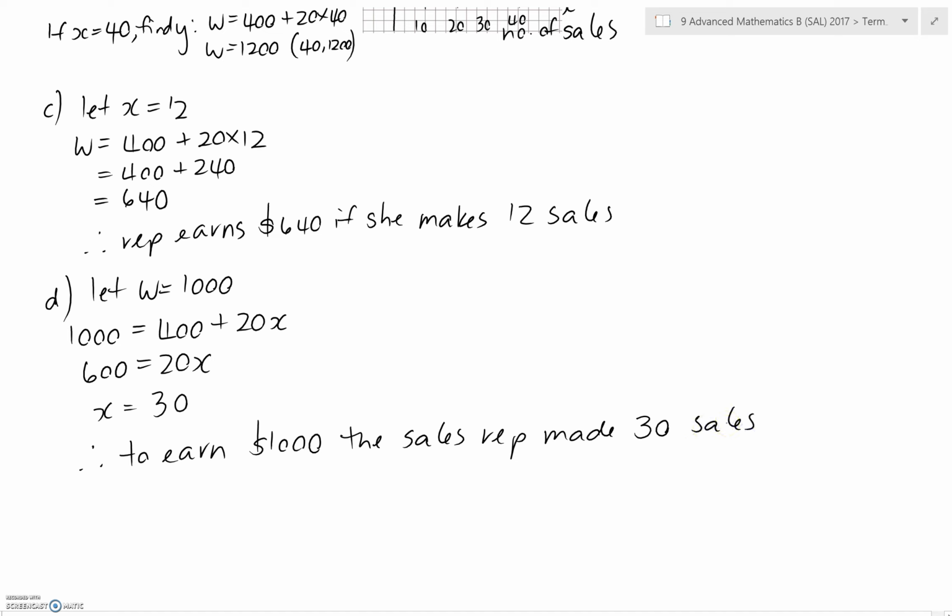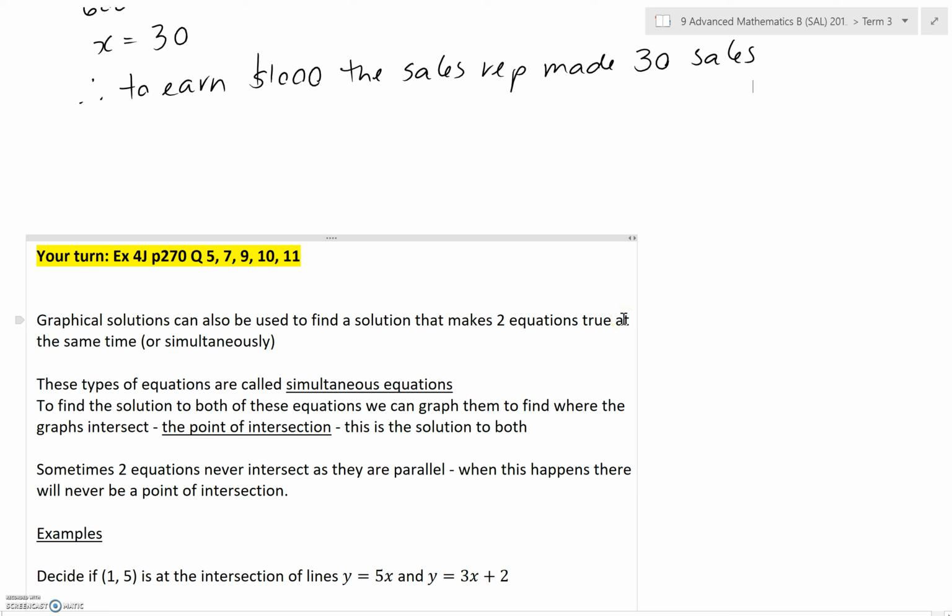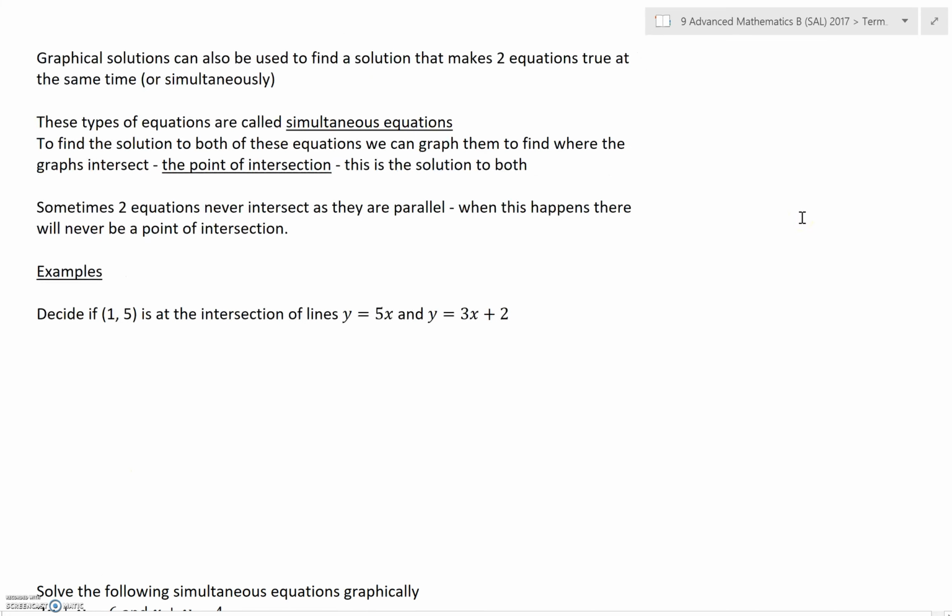And it's all the stuff you've already been doing, so there's no need to get worried about having to learn something new. Okay, so continuing on with that lesson, you need to do some practice with that. So there's some questions there from exercise 4J, but we're going to look at the next chapter as well, and we're going to talk about finding a graphical solution that makes two equations true.